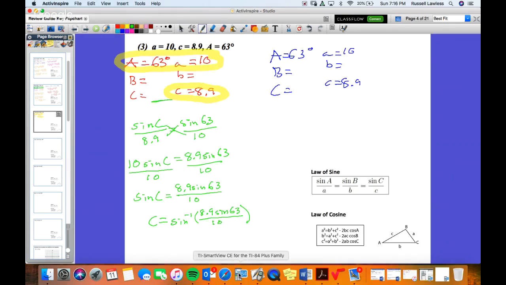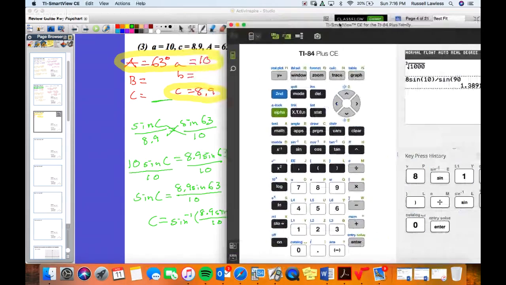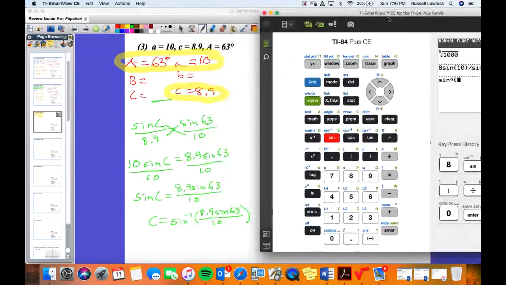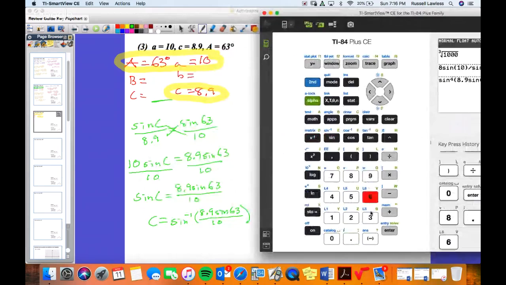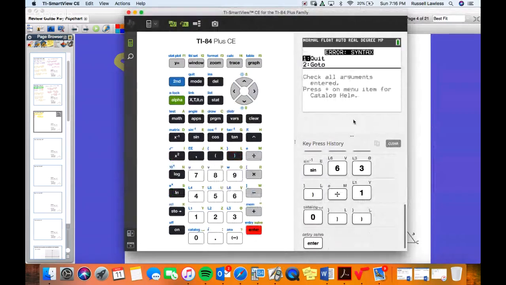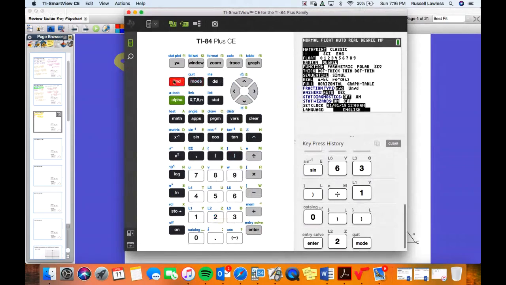And again, just to recap, I'm only going to do this one time in our calculator, just how to input that value. We're going to do sine inverse, which is found by second sine, and then you just plug in everything that you see. So the 8.9 sine of 63 divided by 10 should look something like this, where everything fits within that sine inverse, and then you'll hit enter. Now, if there's an error, one thing you want to make sure is that you're in degree mode.